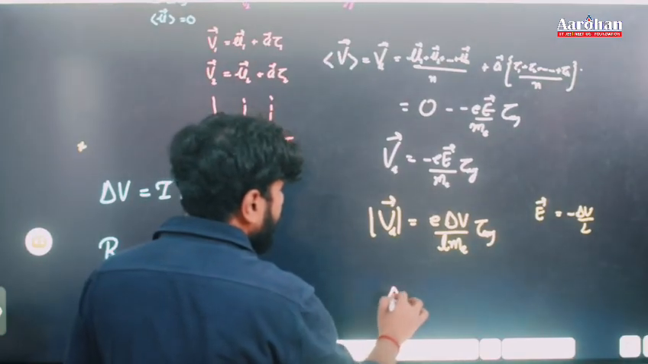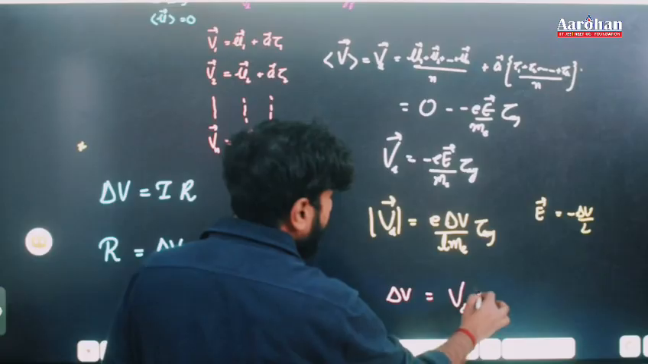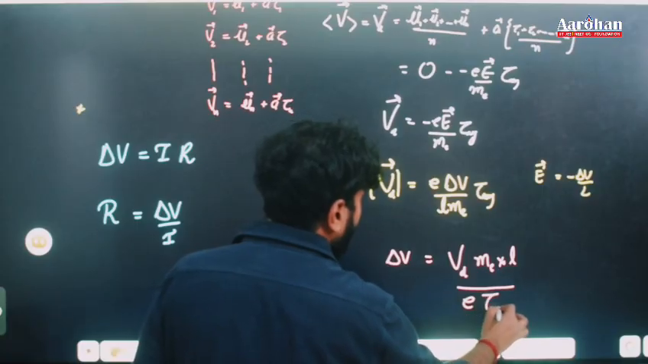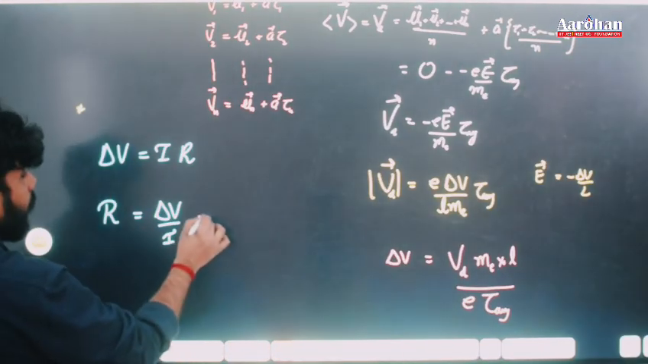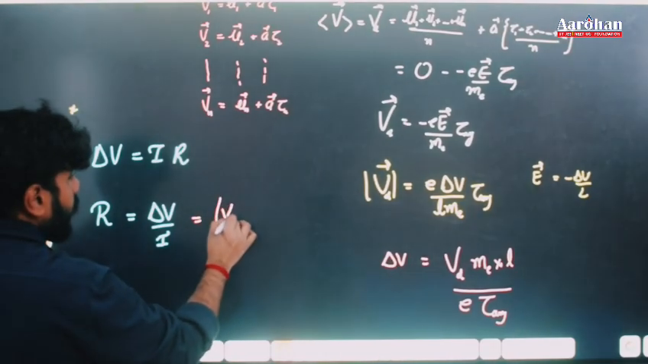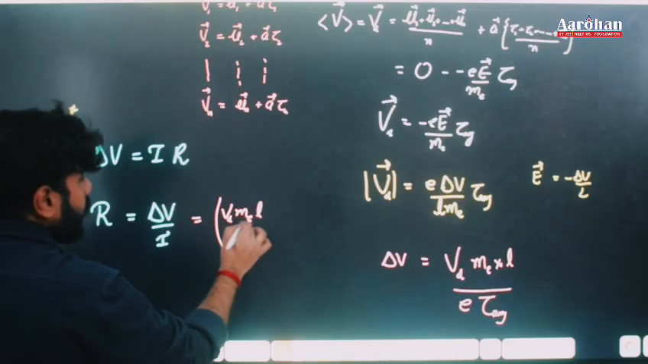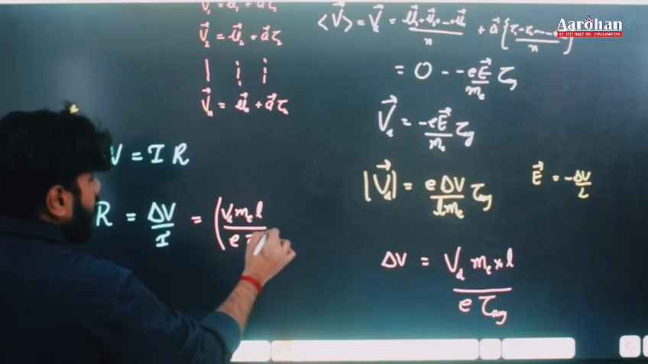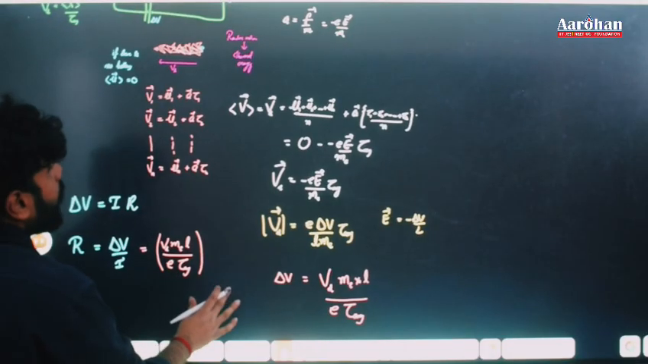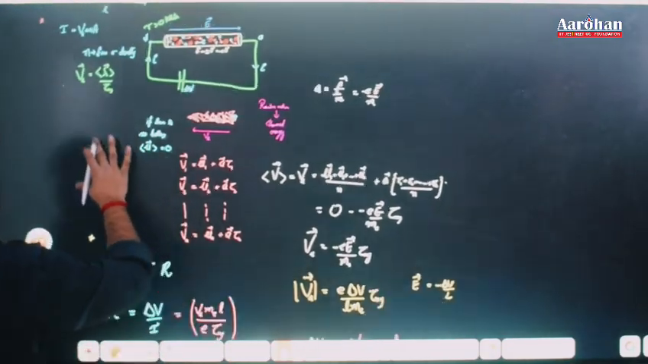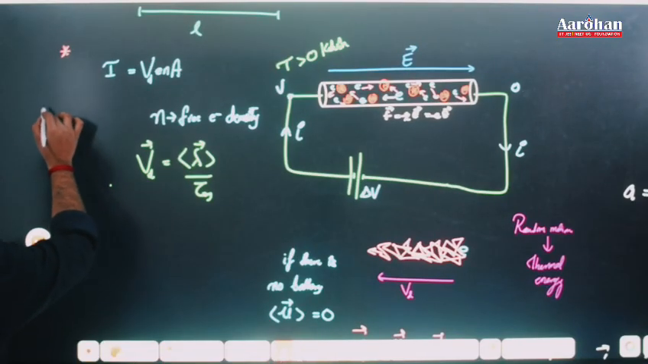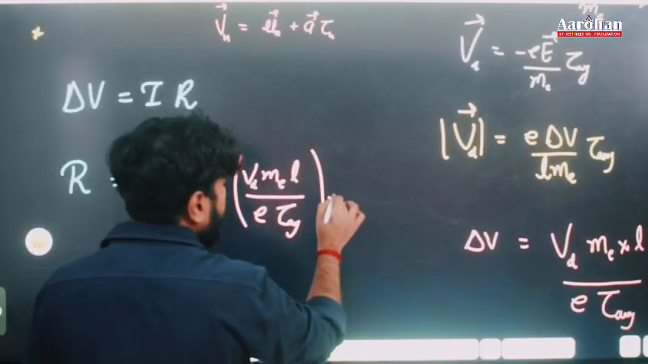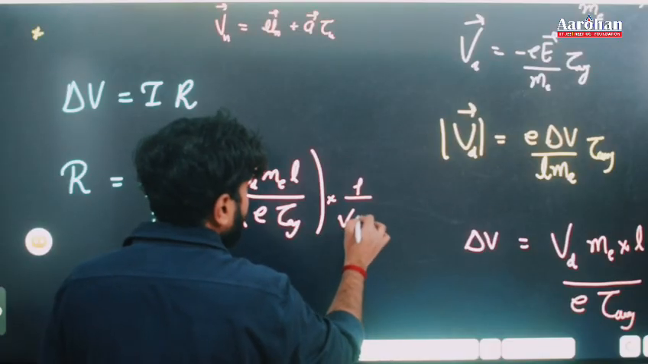We can get the delta V from this formula. Delta V will be simply drift velocity times mass of electron times length divided by e and tau average. Right? You can paste that formula here for delta V. And your I, we have seen that I can be written as n e A v_d. So in here, instead of I, I will write that. Right? Cancel out what you can cancel out.